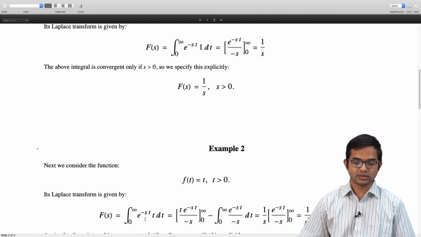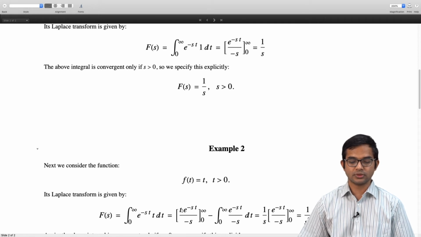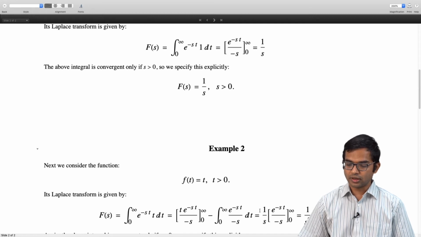This is something that can be calculated using integration by parts. You have u dv, so you put in uv, t times e to the minus st divided by minus s from 0 to infinity, minus v du, so you have e to the minus st by minus s, and when you take the derivative of t, you just get a 1. At t equal to infinity, this vanishes. At t equal to 0 also, because of the presence of this t, it goes to 0. So the boundary terms go away, and this minus and minus become plus. So you get a 1 over s.